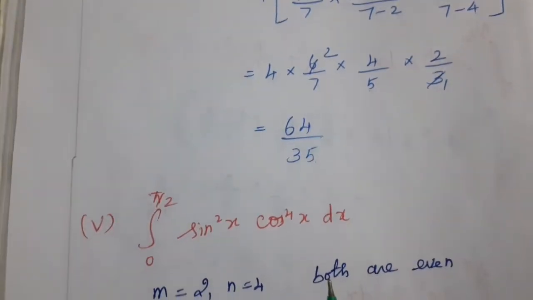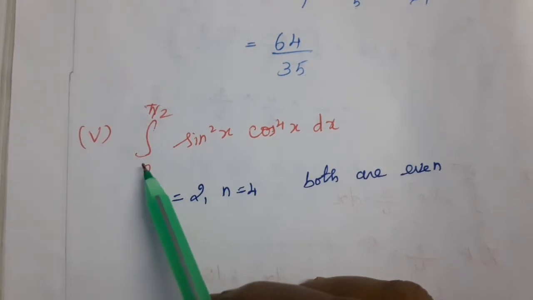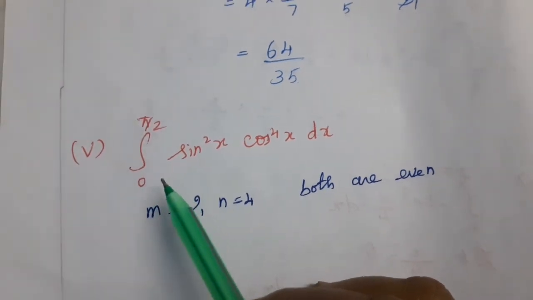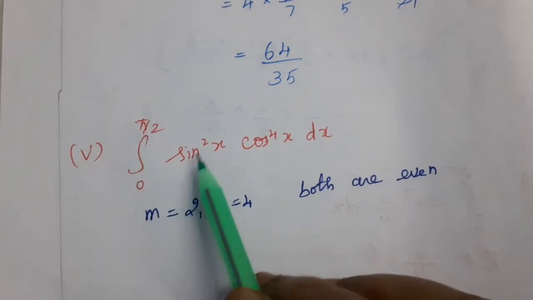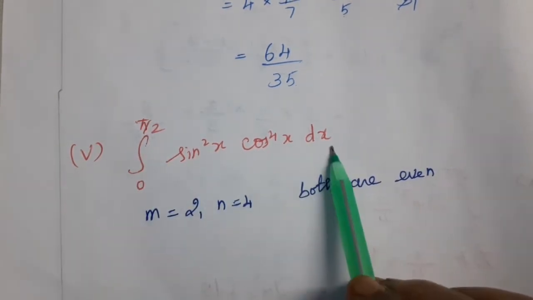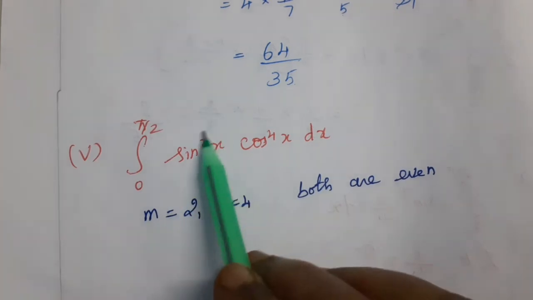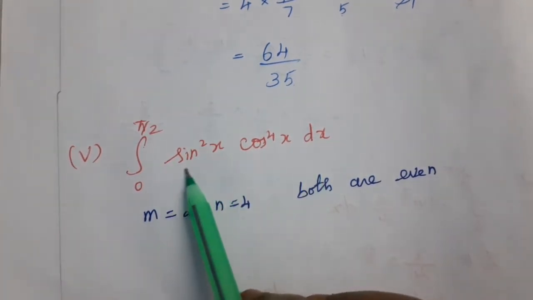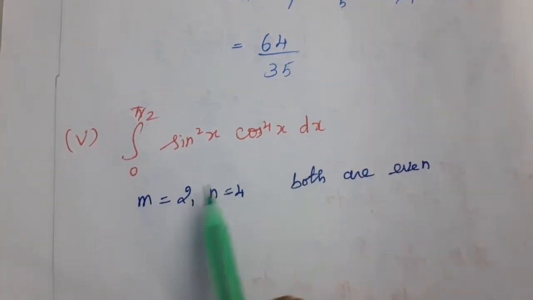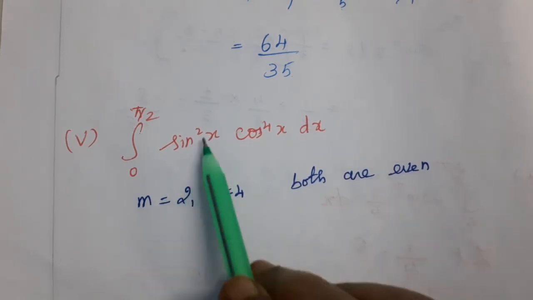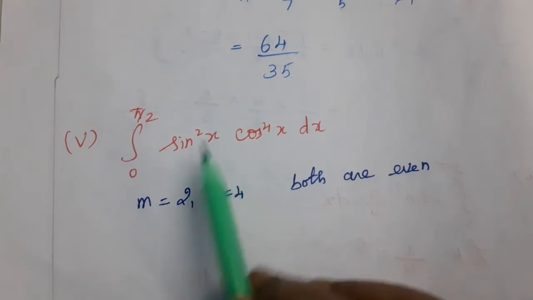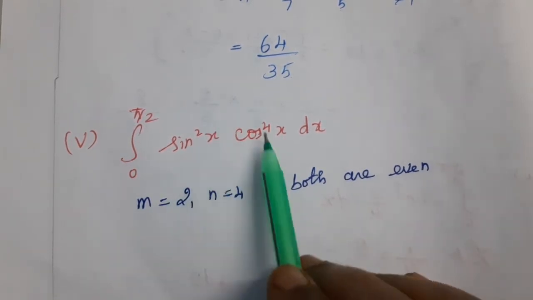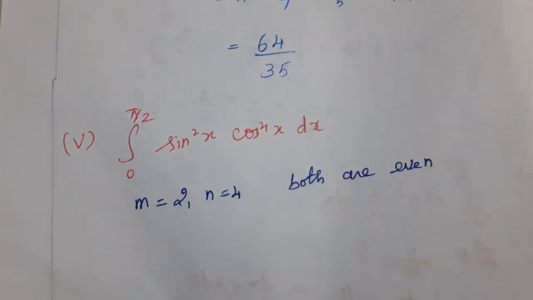Next, the fifth subdivision. What is the fifth one? Integral of 0 to pi by 2 sin square x cos power 4 x into dx. Already we learned the formula. So m equal to 2. The term has both sin and cos functions, trigonometric functions. So m equal to 2, n equal to 4. Both are even.